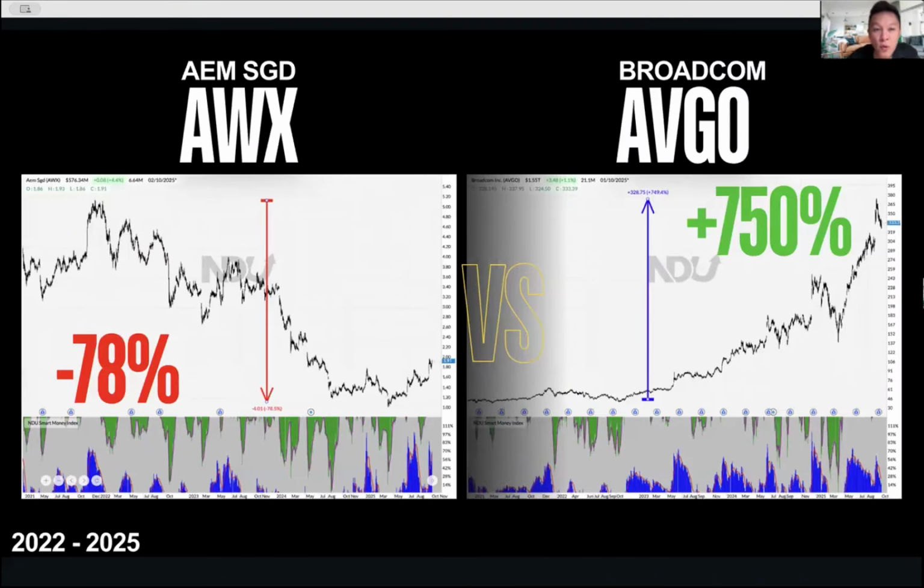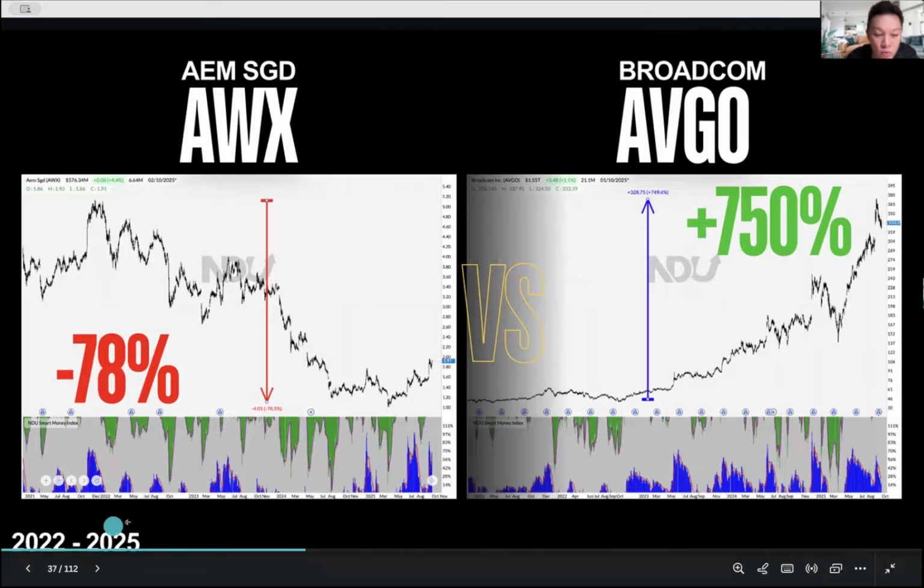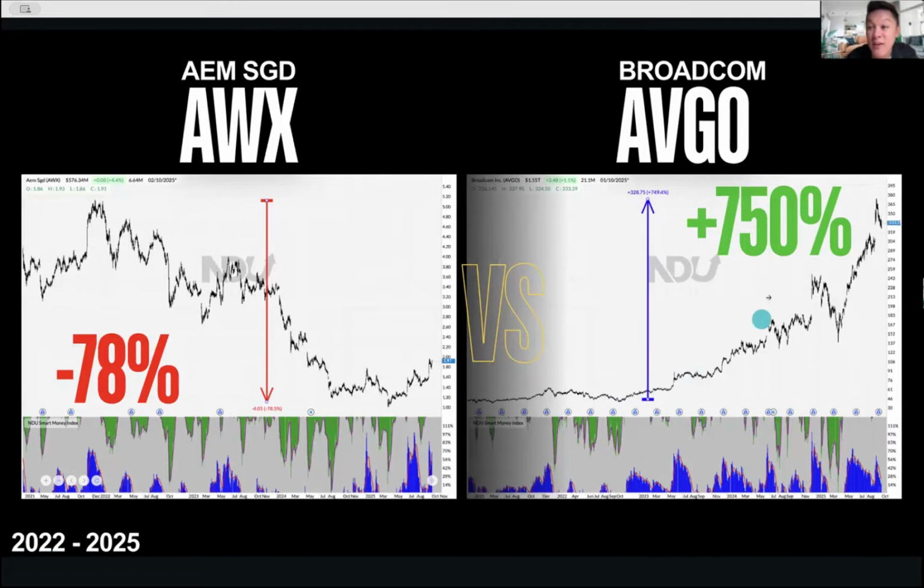This is a Singapore stock, AEM SGD. You can see that AEM went down 78% from 2022 to 2025. You look at this Broadcom, up 750%. And that explains one thing: you notice all the famous billionaires, the world's richest men, are always in the US.